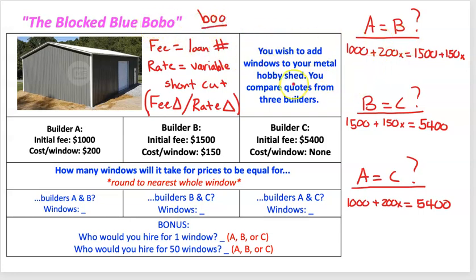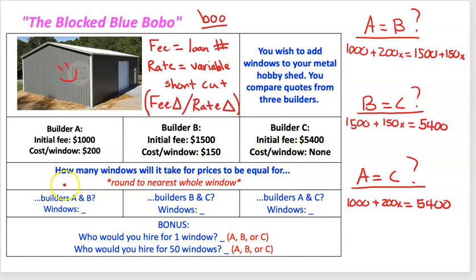Good job, everybody. All right, so you wish to add windows to your metal hobby shed. Look at that thing. Isn't that nice? Okay, cool. You compare quotes from 3 builders. Builder A has an initial fee of $1,000 plus cost per window of $200. Builder B's initial fee is $1,500 with a cost per window of $150. Builder C has an initial fee of $5,400, but there is no additional cost per window.